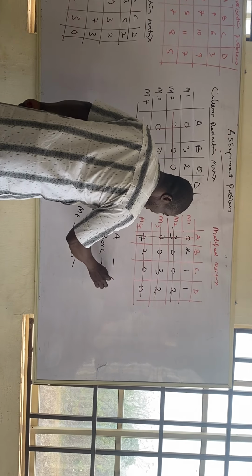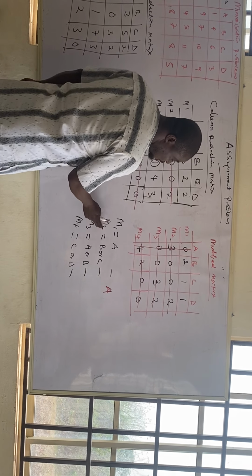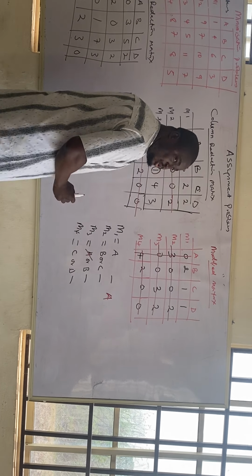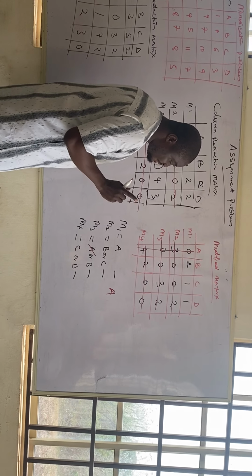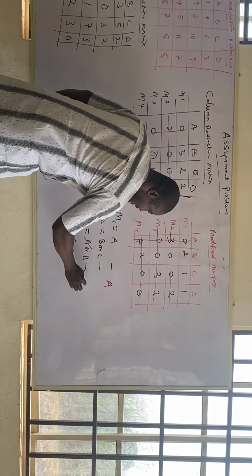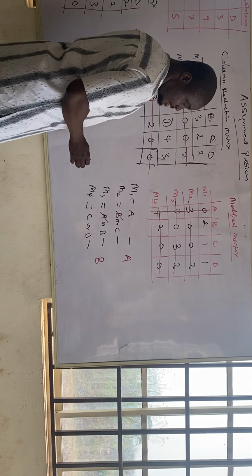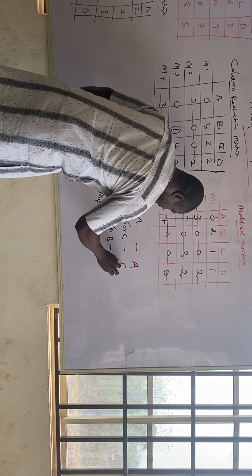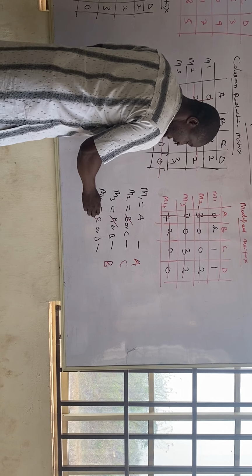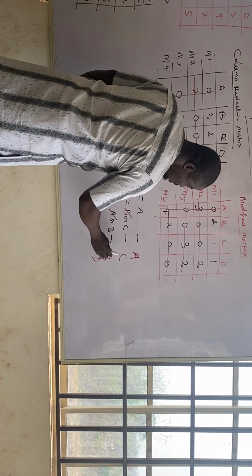Machine 1 has only A, so A must go for it. You cross A wherever you have it. Who is having only one machine again? Machine 3 is left with B. You cross B wherever you have it again. Machine 2 is having only C. You give C. You cross C wherever you have it again. Machine 4 will be having D. So you have A, C, D.